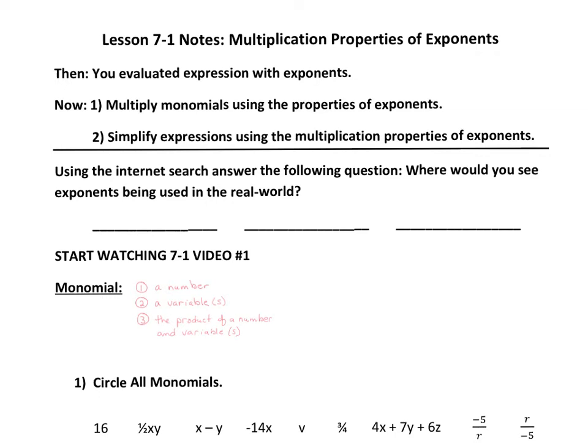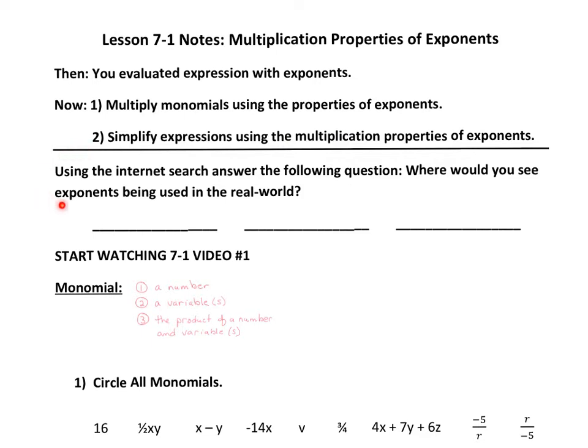Okay, we're going to be looking at lesson 7-1, and we're going to look at multiplication of exponents. Now, it's really important: everything I'm going to teach you today is about the exponent, not about any numbers that are out in front. I'll talk more about this in a little bit, but you have to understand I'm working on exponents only, okay? We're going to be looking at how to multiply what's called a monomial. We're going to talk about what a monomial is, and then we're going to simplify expressions when we're doing multiplication.